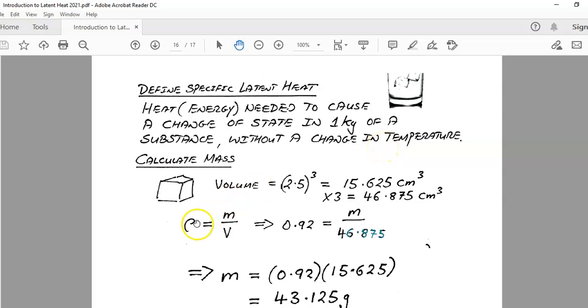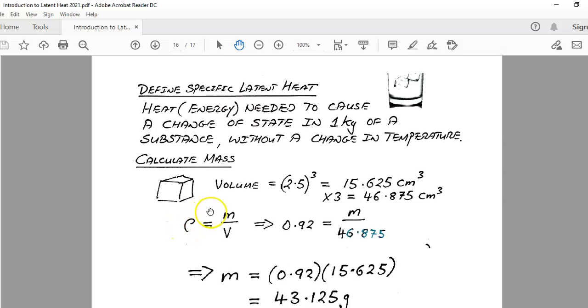Well, I base this on the formula density is mass divided by volume. We were told the dimensions of the cube of ice were 2.5 centimeters. So I got the volume by saying length by breadth by height, 2.5 cubed is that. There were 3 cubes of ice, so the total volume of the ice is 46.875 centimeters cubed. We're also given the density of the ice in the question.